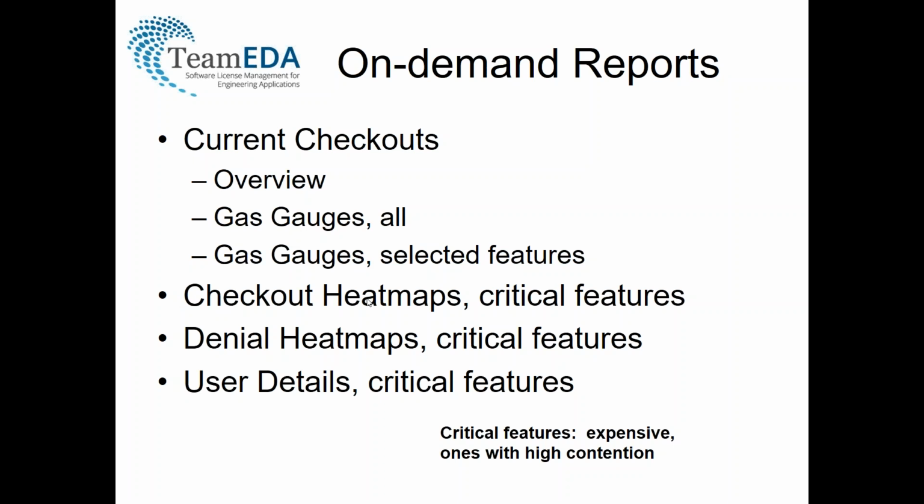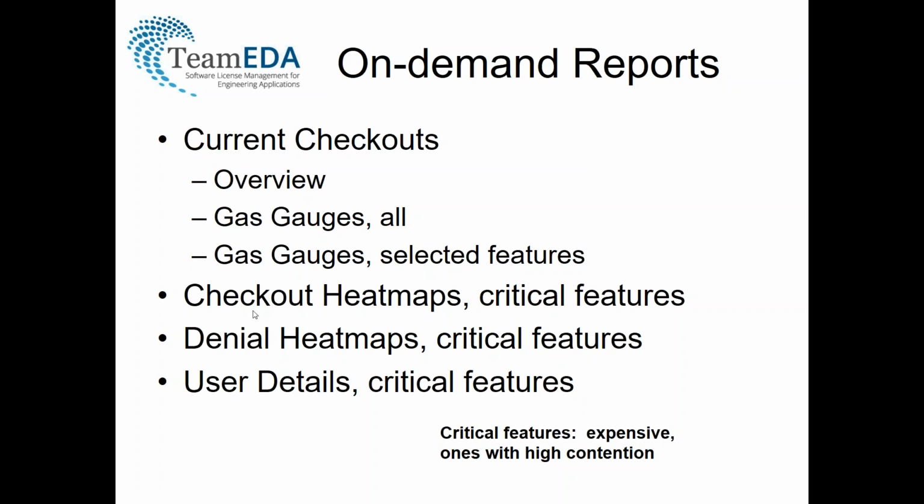Another report that's good for on demand is the heat maps. The heat map is the 24/7 way of looking at checkouts. It shows when you're getting the most intense checkout activity, or the least amount of checkout activity, and you might want direct access to that report for your critical features. Maybe not every feature, but the most critical features. A critical feature is one that's typically expensive or one that has high contention.